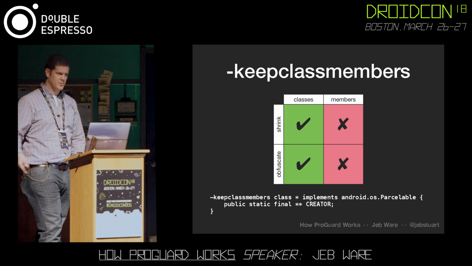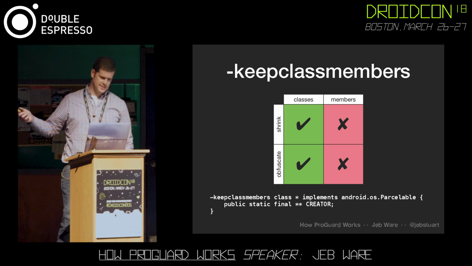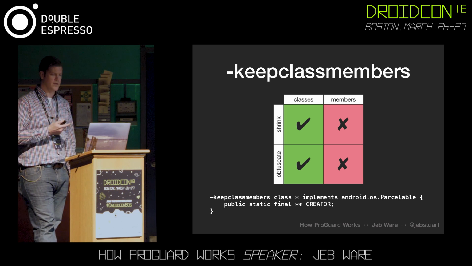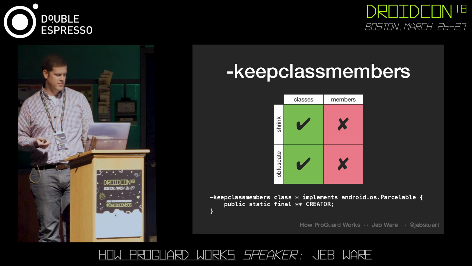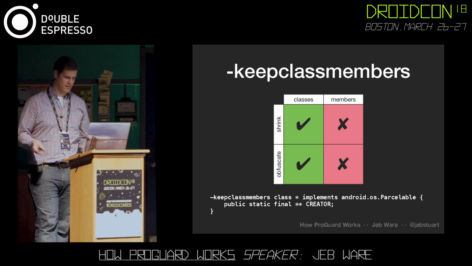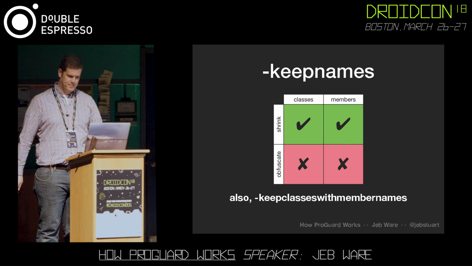There's keep class members, which keeps the class members, right? So an example of why you would use this is for parcelables. So the parceler needs to find this creator field, and it's going to do that by reflection at runtime, so it needs to be there even if nothing references this field, right? So can't shrink it, can't rename that one.